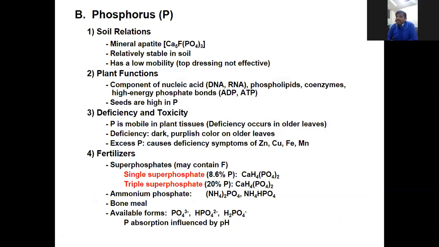Then we study the deficiency symptoms of phosphorus. Phosphorus is mobile in plant tissues. Deficiency almost always occurs in older leaves. It produces a dark purplish color on older leaves. Toxicity of P causes deficiency of Zn, copper, Fe, and manganese. It is called the antagonistic effect.